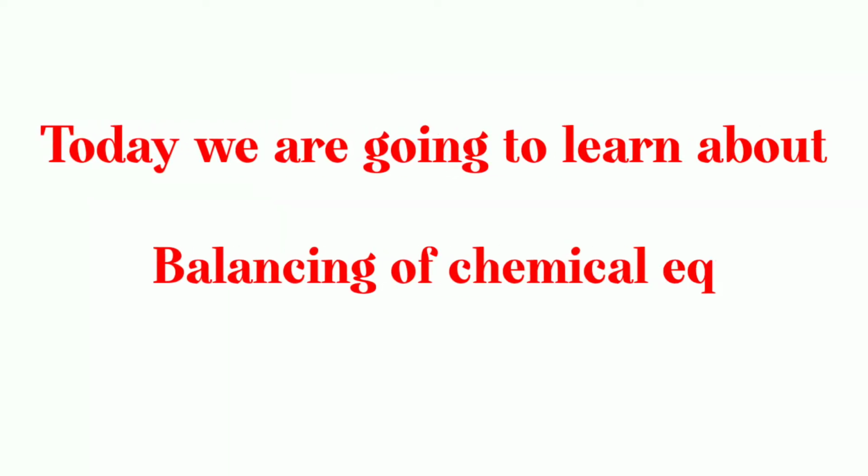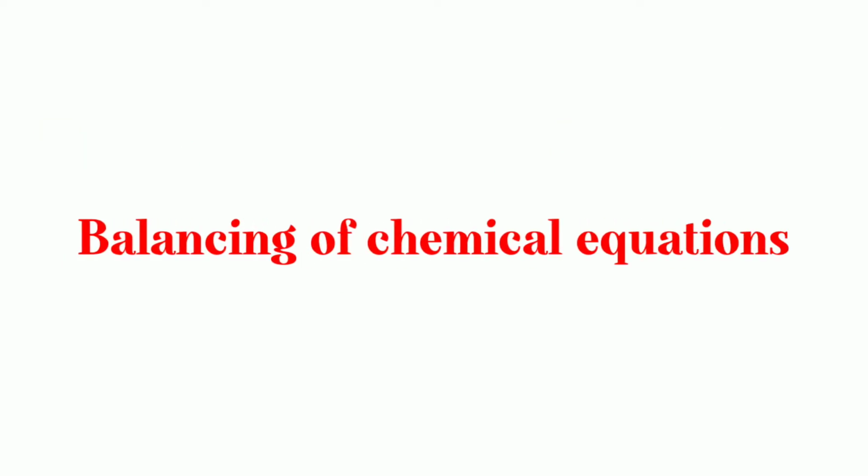Today we are going to learn about balancing of chemical equations. To make equations more informative, the equation which gives more information about the chemical reaction is known as a more informative or information giving equation. The chemical equations can be made more informative in three ways.